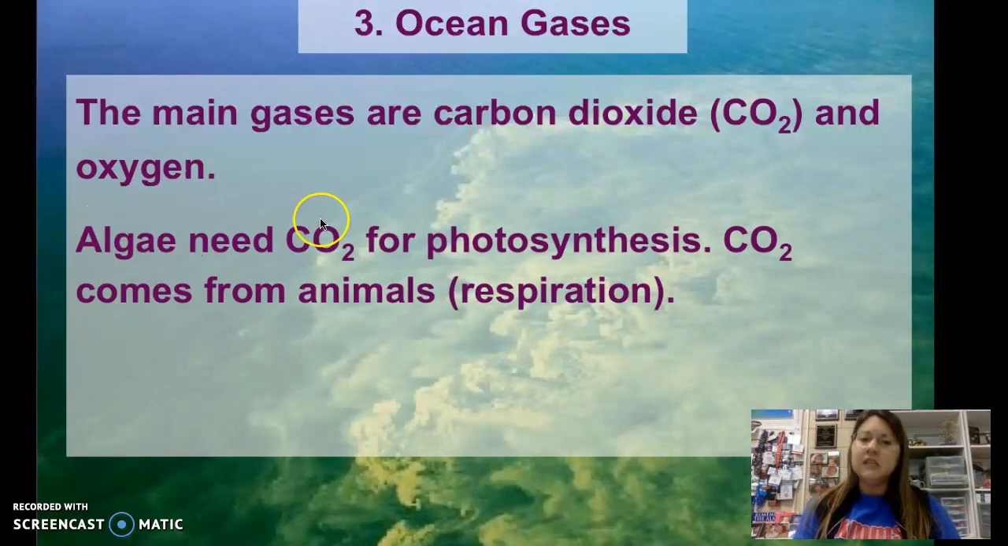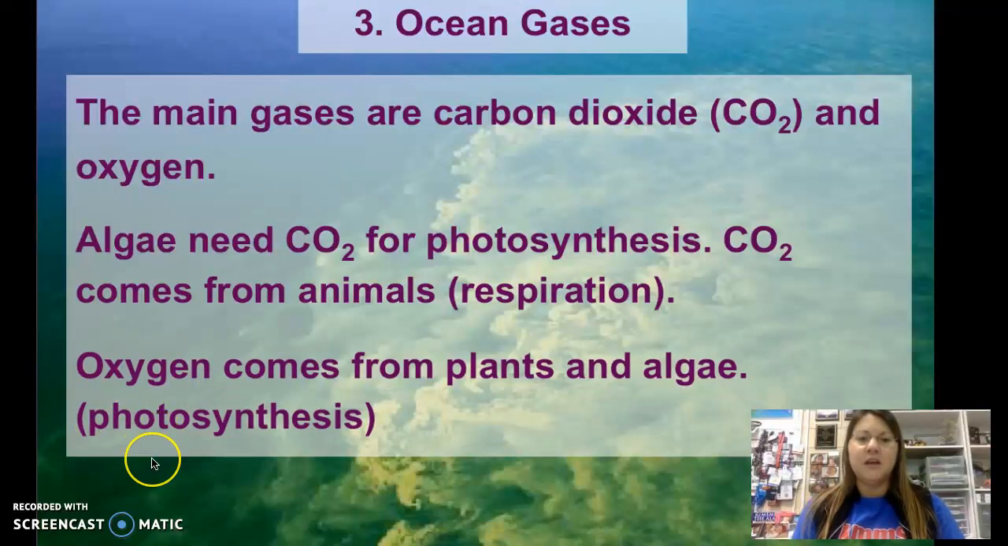Algae. Algae are going to need carbon dioxide for photosynthesis. Carbon dioxide, as you know from breathing, is going to come from animals. It's released as a byproduct of respiration, right, in the mighty mitochondria. So carbon dioxide is going to be generated during respiration in animals. That provides the carbon dioxide needed for the algae and other aquatic plants, and cyanobacteria, the blue-green bacteria that you have in the ocean as well.